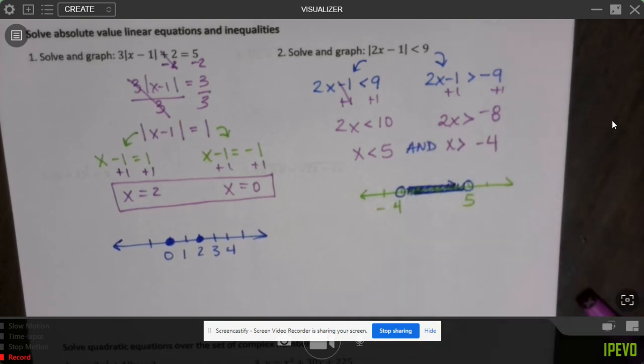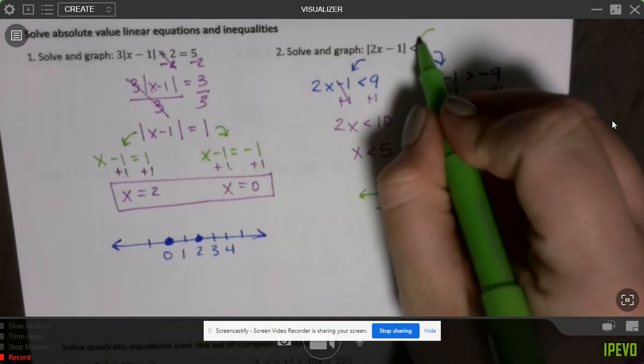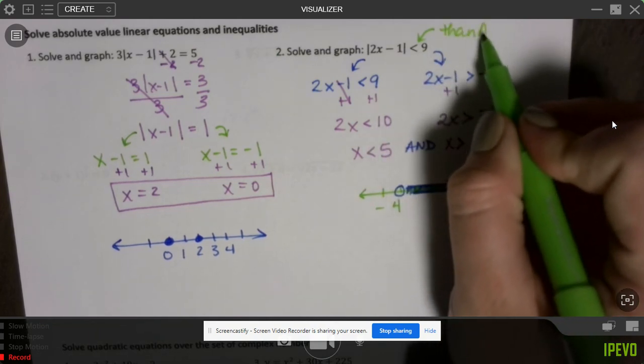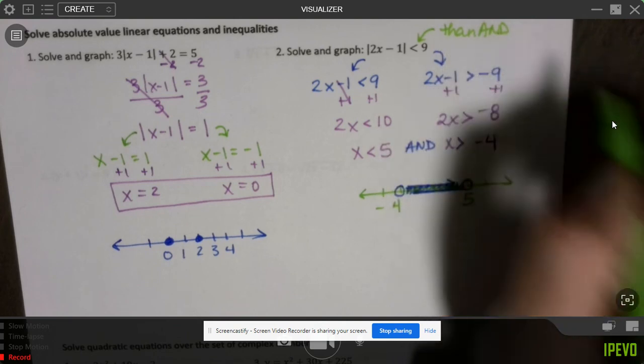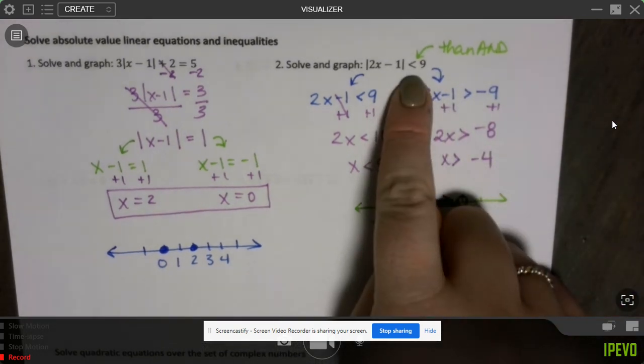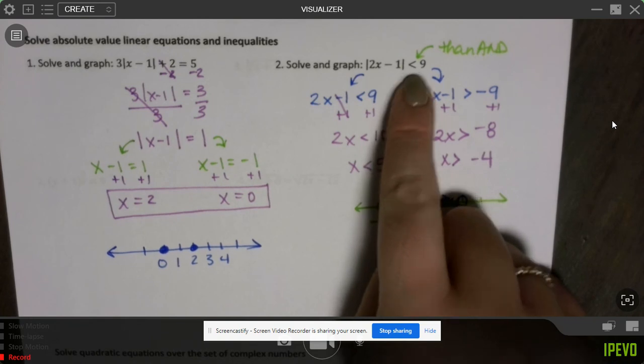Now, we would have known this at the beginning if we looked at our symbol because it is less than. This is an and problem. If it was greater, it would be an or problem. A less than symbol means it's an and problem.